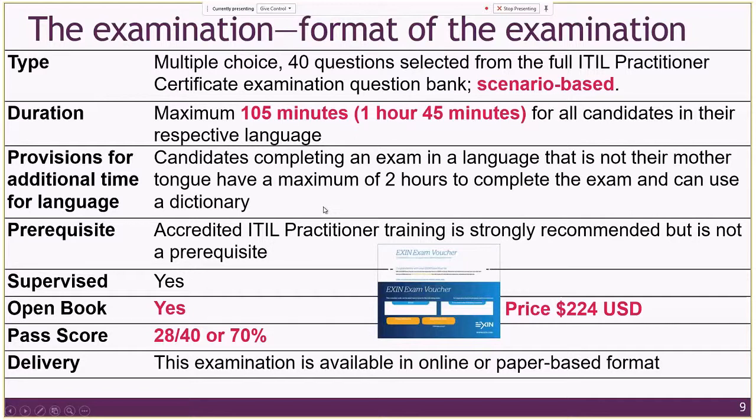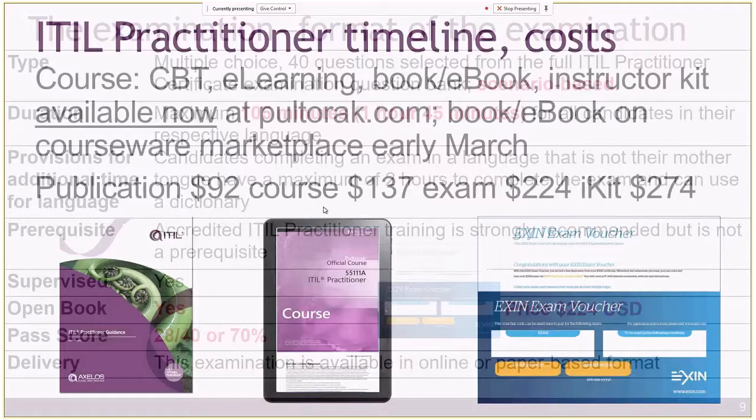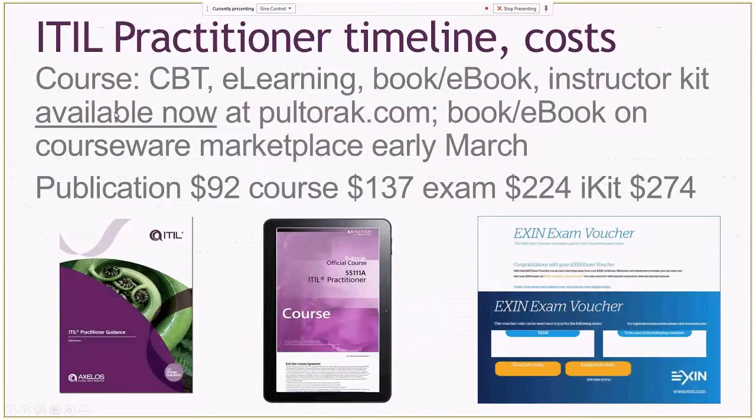So the course is available. The e-learning is available, the book and the ebook, the Instructor Kit, everything's available now at Toolkit.com. It's the official version. The book and ebook will be available on the Courseware Marketplace in early March. The reason for that is we submit an ebook to them, and then they put it through a process where they convert it to the Skillpipe reader.